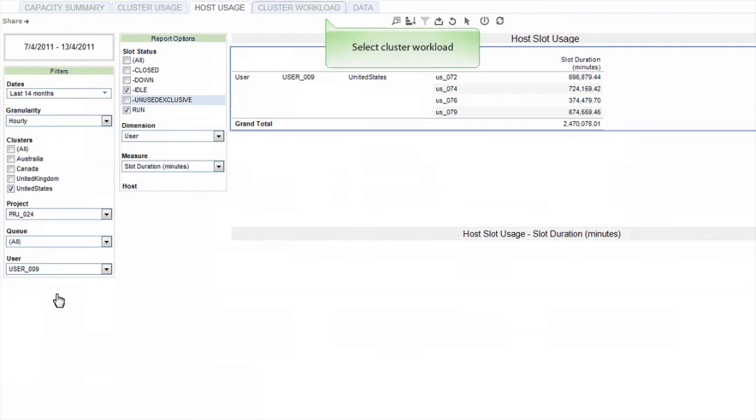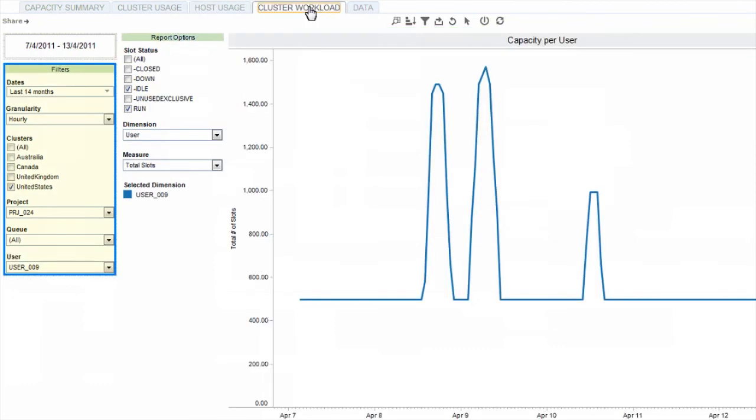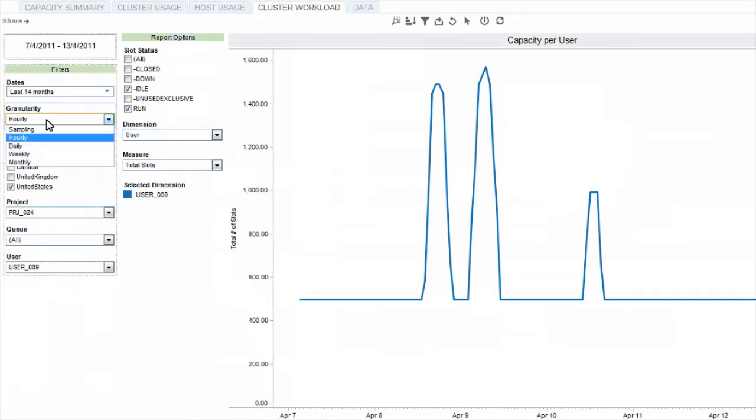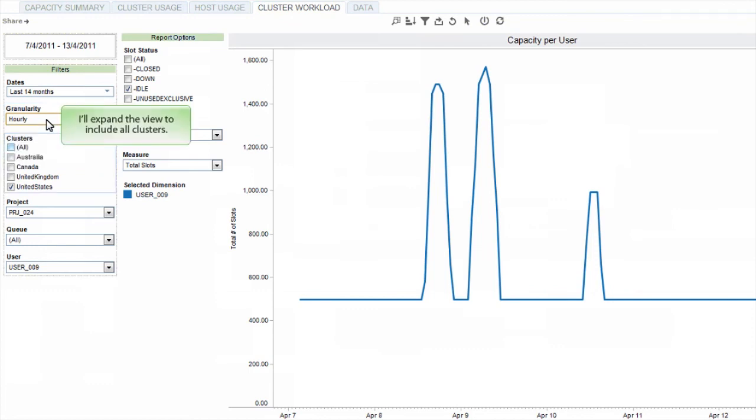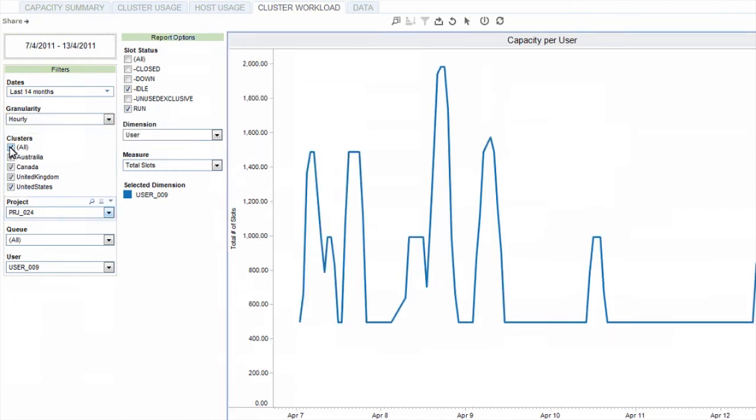Before I wrap up, I'll look at the Cluster Workload tab. I'm still filtering here to show only results for a single user in a single project on the US cluster. In this case, the measure is total slots used. I can look at resource use at different levels of time granularity. I'm looking at hourly granularity here. I'll expand the view again to include all clusters. The change in the chart shows that this user must be using resources on other clusters as well.